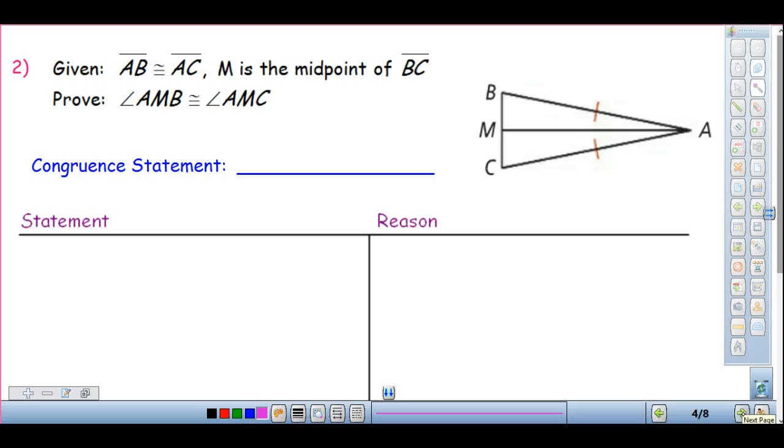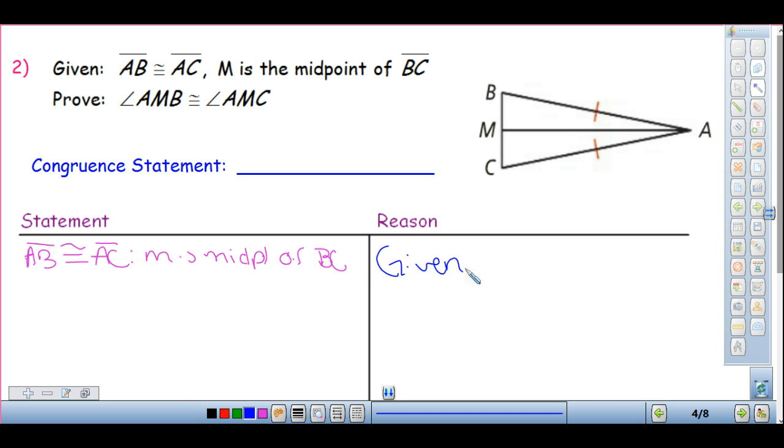Let's try the next one. It tells us that AB is congruent to AC. Okay, AB congruent to AC. It also tells us that M is the midpoint of BC. Okay, those are our givens.